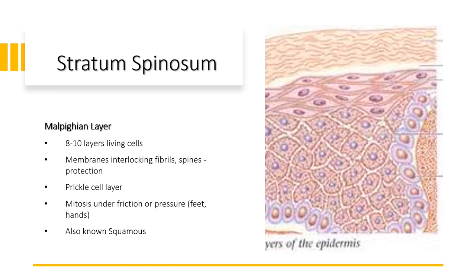Also known as the prickle cell layer, and under friction, especially in the feet and the hands, and the pressure on the feet or the hands, then these cells perform mitosis quite rapidly. If you remember, mitosis from your cells presentation is the asexual reproduction and the replenishment of cells.